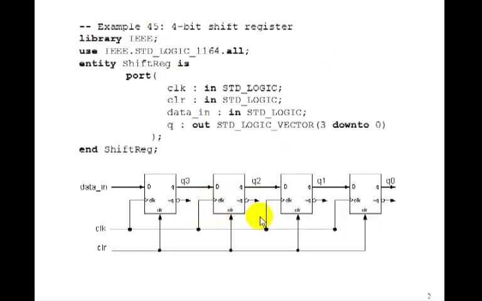So here's the shift register that we had in the last example. We have data incoming in. And let's see how we can implement this in VHDL. The inputs will be clock, clear, and data in. And the output will be Q3 down to 0: Q3, Q2, Q1, Q0. So those will be the outputs.